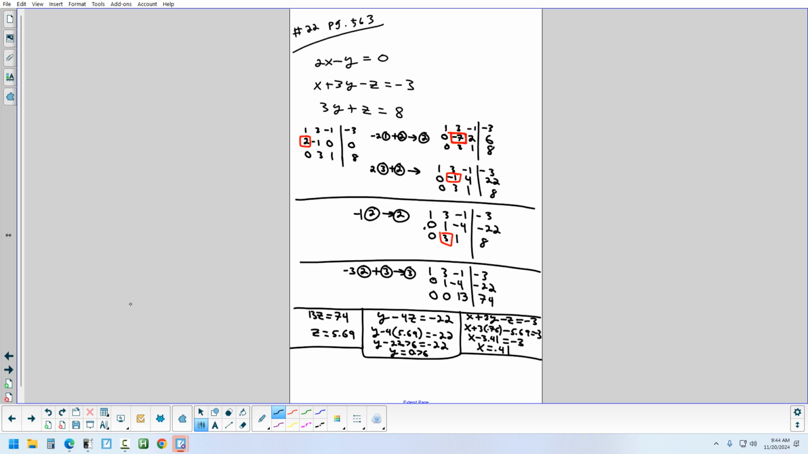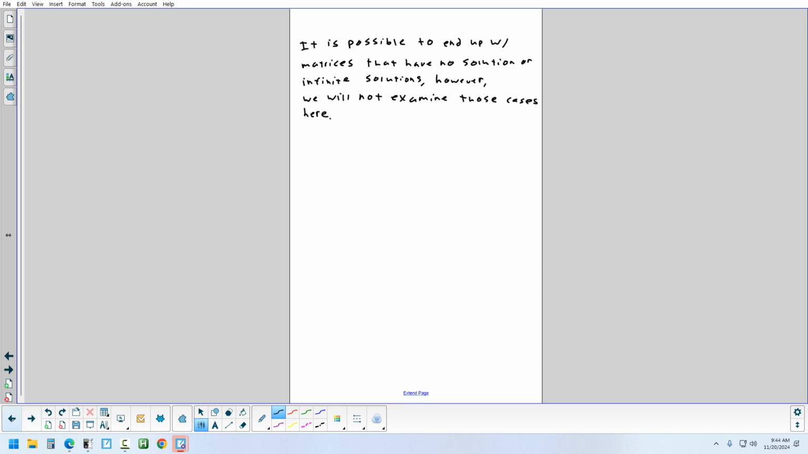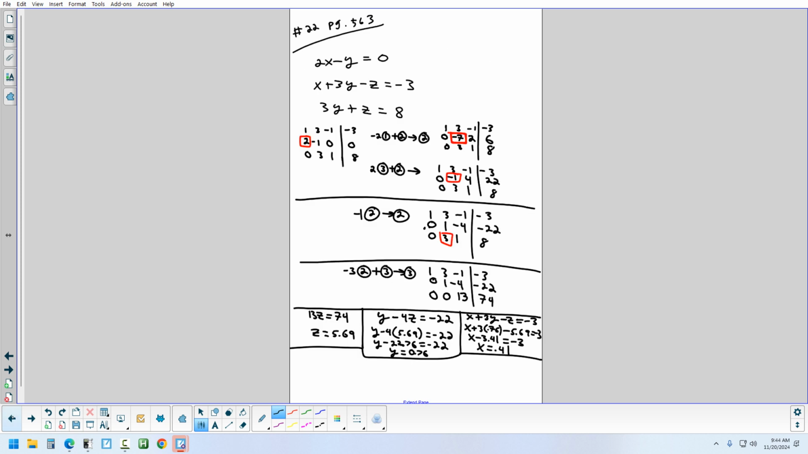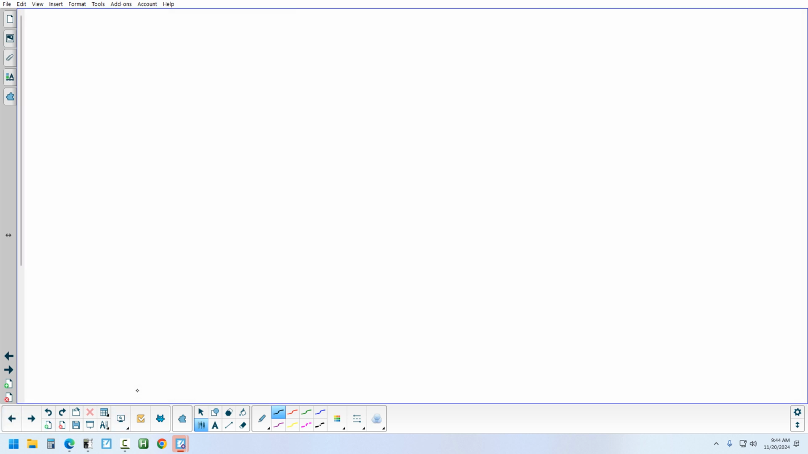Let's finish up with 17. All right, so we'll take this one off the homework. So 17 is x minus 3y equals 6, and 2x plus y equals 19.